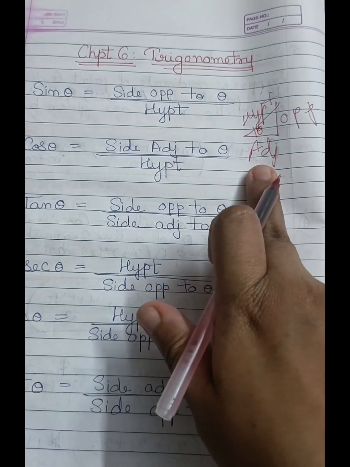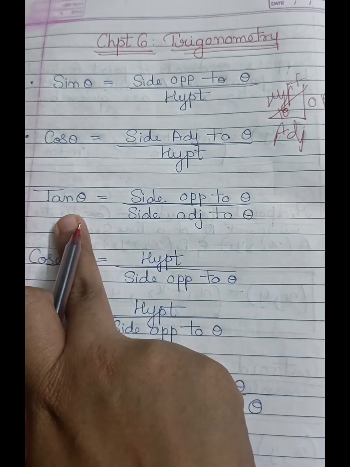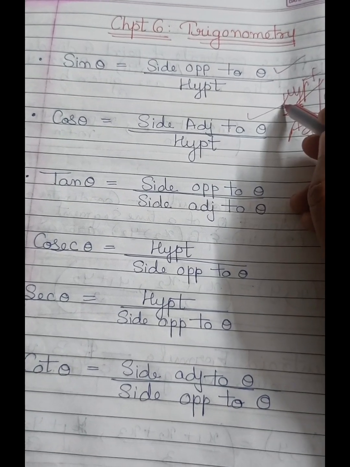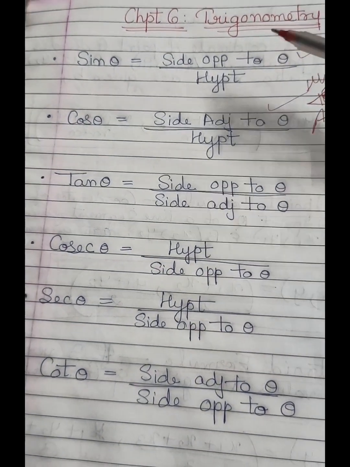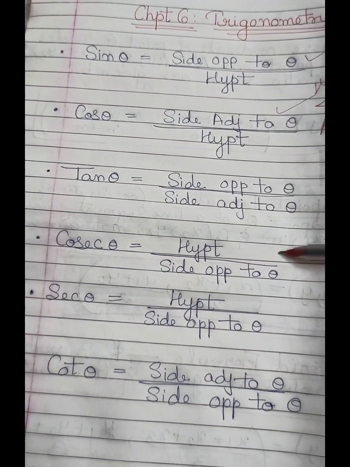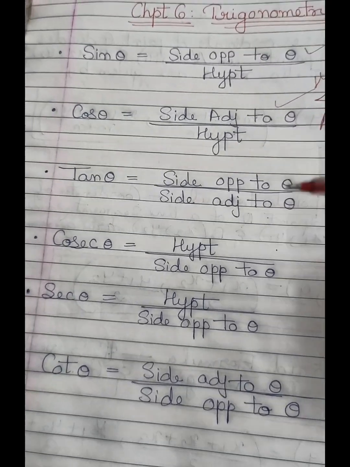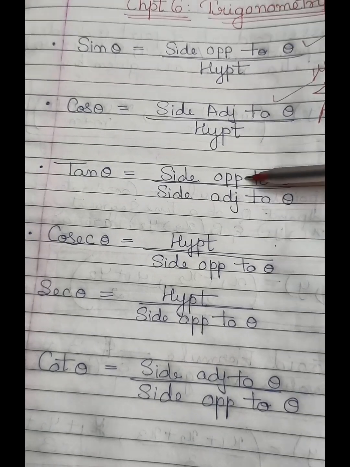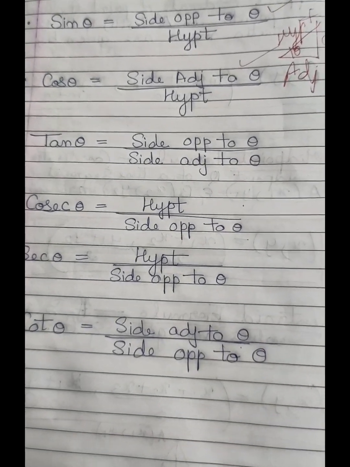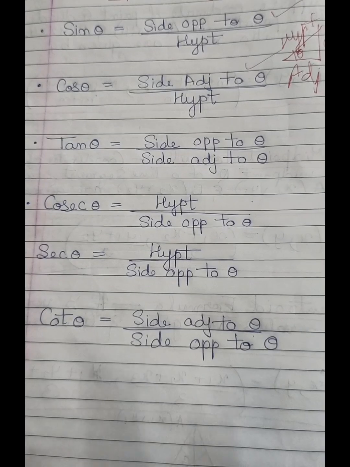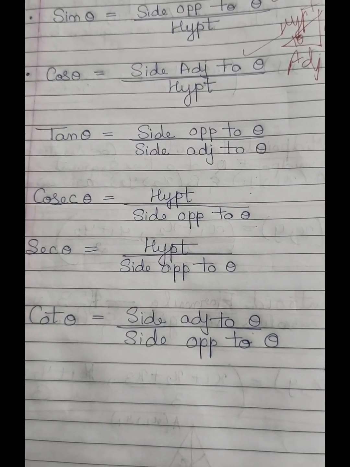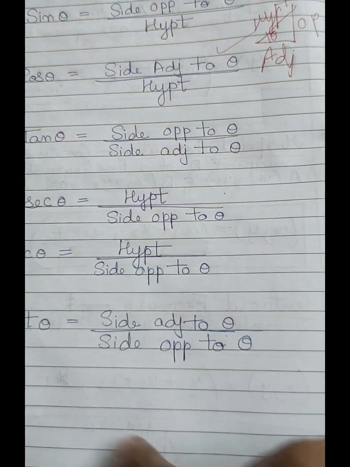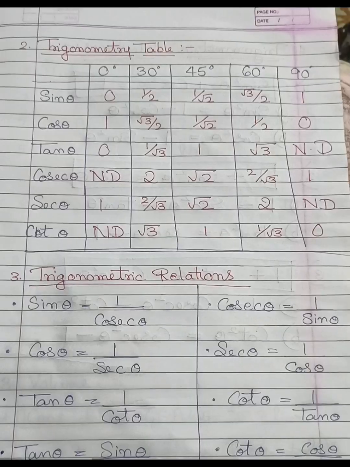Cos theta would be adjacent upon hypotenuse. Tan theta would be opposite to theta upon adjacent to theta. And sin's opposite is cosec, so it would be hypotenuse upon opposite. The opposite of cos is sec and the opposite of tan is cot. Just remember this basic, where they might give a question like sin is 7 upon 25, find cos and tan, then you can use these basic formulas.